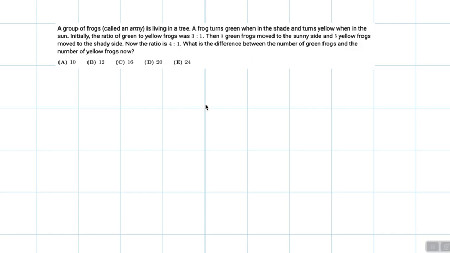Okay, so to start, that ratio is g over y is equal to 3 over 1. And so then what's happening is 3 green become 3 yellow. And then what happens is 5 yellow become 5 green.